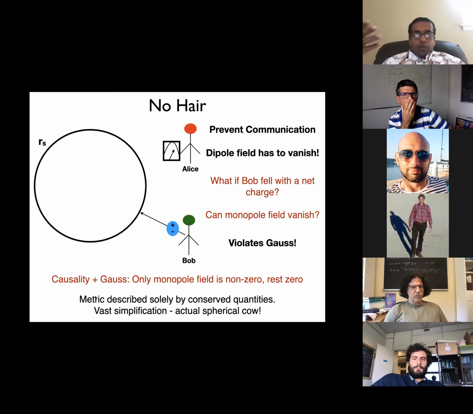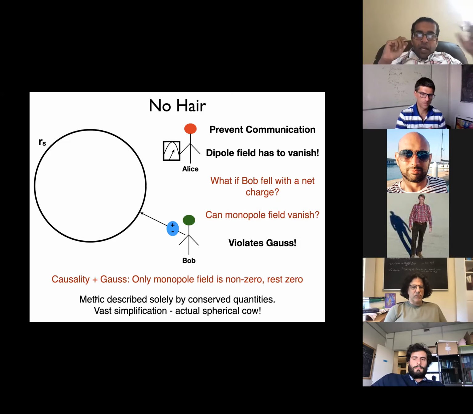And indeed, this is what the no-hair theorem shows. I've just given you an intuitive reason for why it's correct. To see it correctly, you want to do the math. And the math does, of course, work out and show that this is the case. So you realize that the metric is now solely described by conserved quantities, right? And that is the only thing that the exterior observer can see in order to preserve causality and these conservation laws.